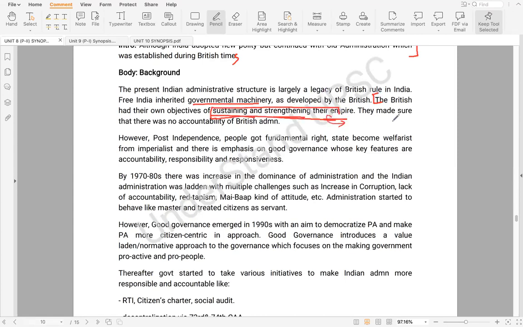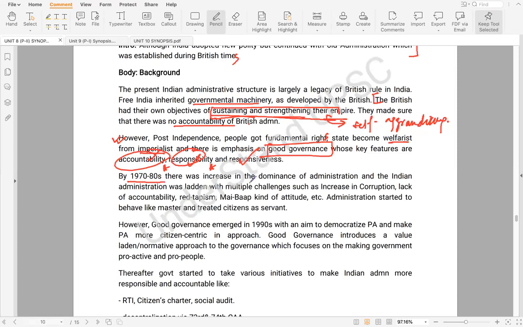So this has just changed to strengthening and sustaining their own class. Civil servants want to sustain and strengthen their own self. That is why we also call them self-aggrandizing, right? And utility maximizing. They made sure there was no accountability of British administration. However, post-independence, people got fundamental rights, the state became welfarist from imperialist, and there is an emphasis on good governance, whose key features are accountability, responsibility, and responsiveness.